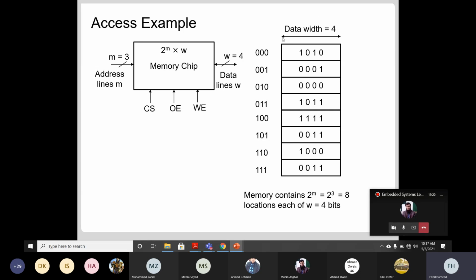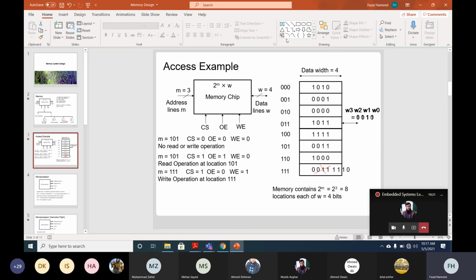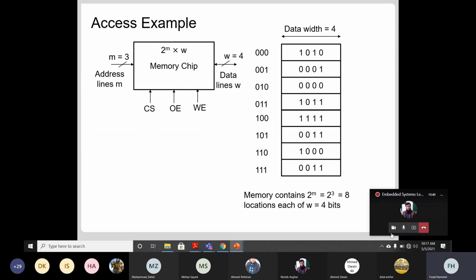Can you see the arrow? This one. So the data is 8. Okay. So we are storing 8 locations, the first location 1, 2, 3, 4, 5, 6, 7, and 8. So it can store 8 locations.